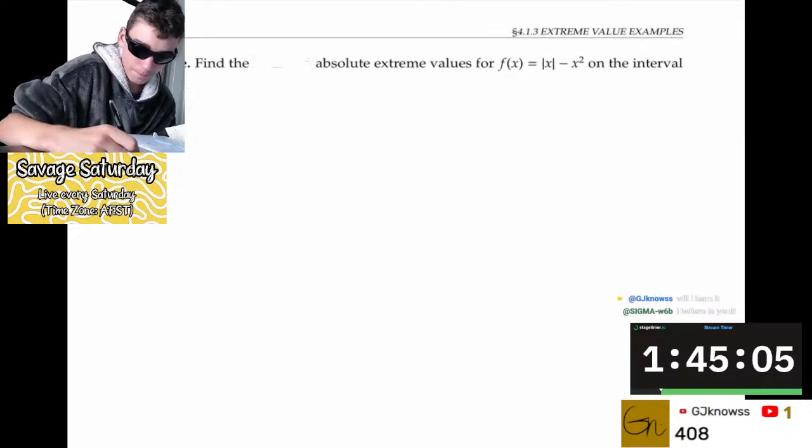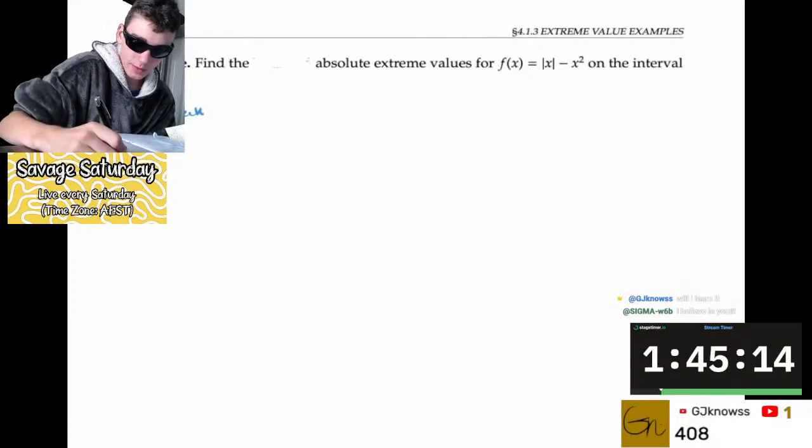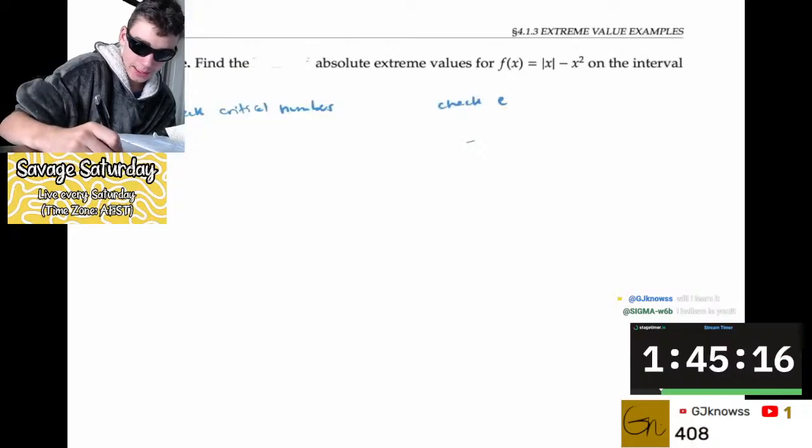For the next example, let's find the absolute extreme values for the function f of x, which is the absolute value of x minus x squared, on the interval from negative 2 to 2. As before, we can find absolute extreme values by checking first the critical numbers, and then also the endpoints of the interval, negative 2 and 2.